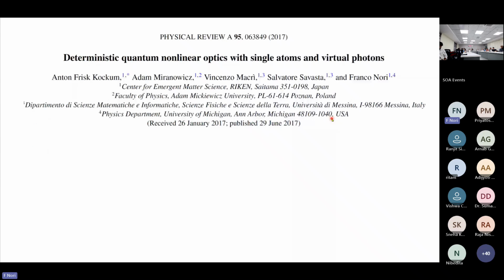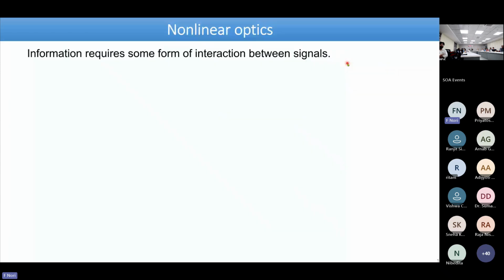This can be studied theoretically in this way. There are many approaches, but this one puts many of them together, which is how to do quantum linear optics in a deterministic way to see single atoms and virtual photons. So again, in linear optics, you require interaction between signals, exact information.